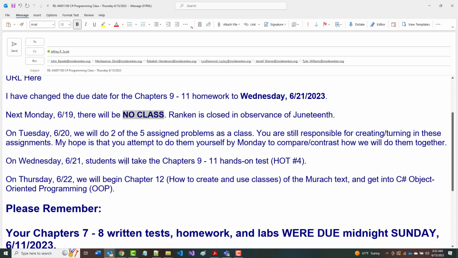Now, it's not on this email, but I think I put it on an earlier email, just so you're aware of it. A couple weeks from next Monday, we also won't have class on July 3rd. We're going to be off the 3rd and the 4th. The 4th, of course, for the July 4th celebration, and July 3rd because July 4th falls on a Tuesday.